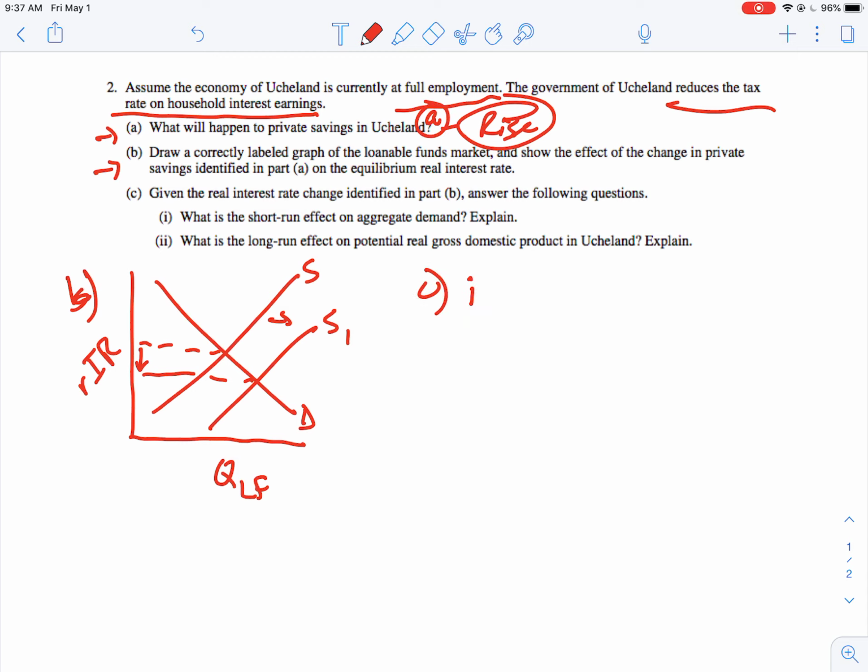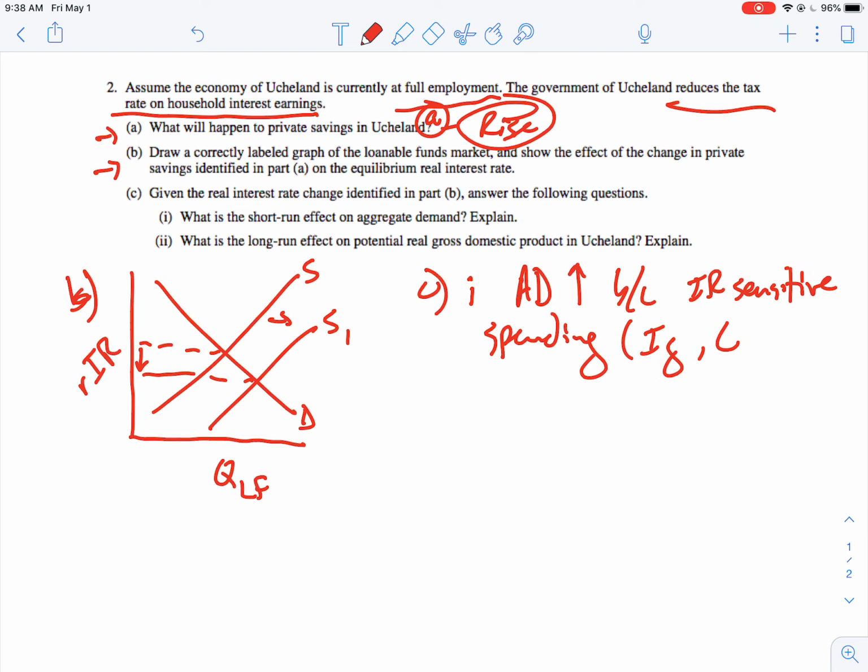And part C1. What is the short run effect on aggregate demand? So aggregate demand will rise because of interest rate sensitive spending, which could be IG, C, or net exports as well. Not so much net exports. Really, IG is the one that you focus on. That's the largest change there. But all of those will go up because borrowing is cheaper.